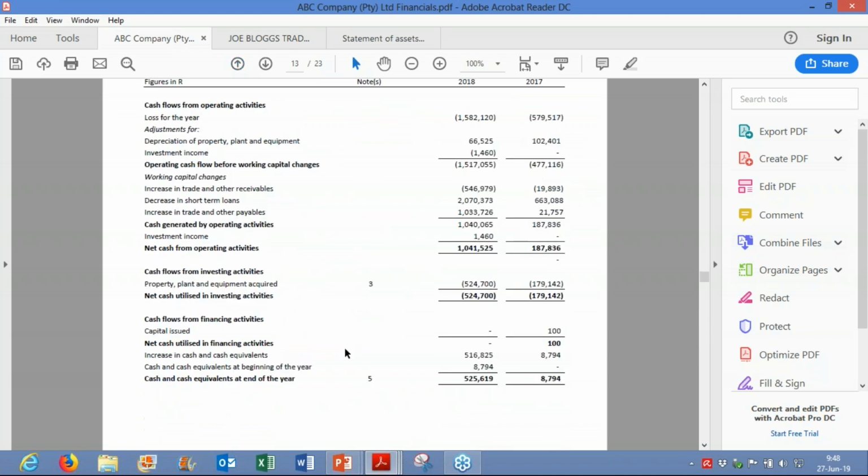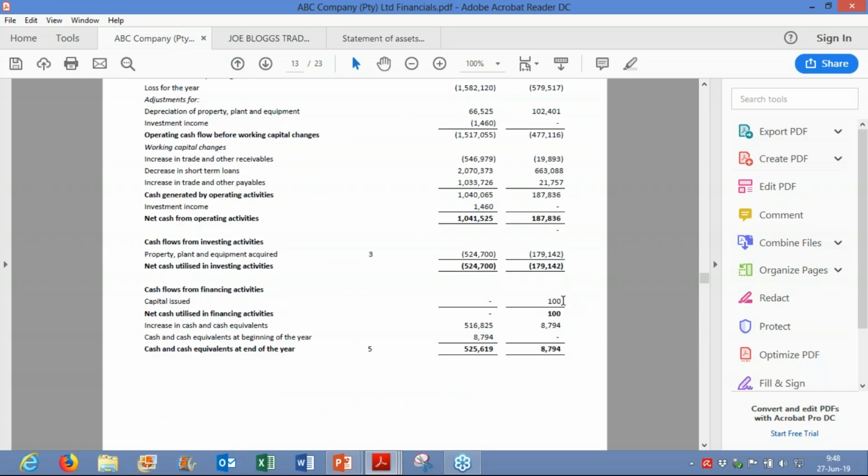Financing activities. Here we looked at some share capital that was issued in the prior year because it is a new startup company. Nothing happened in terms of share capital this year. But now what I just want to highlight is we did receive financing with regards to the shareholder loan, but this is sitting up here because it's short-term in nature.